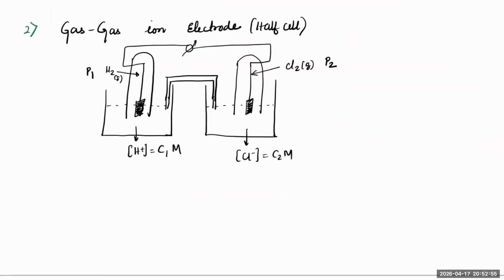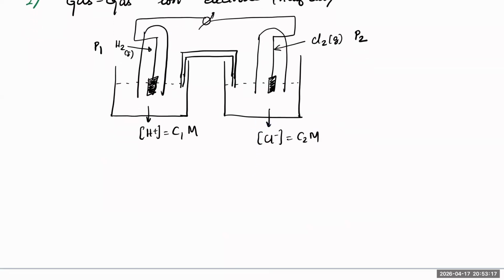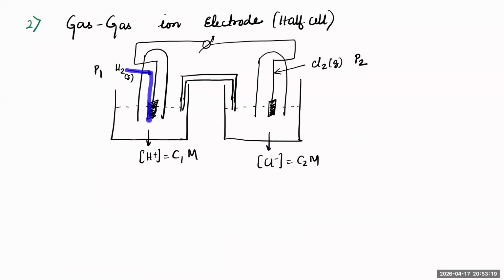See the next electrode. The next electrode is the gas and gas ion electrode. On the left side there is a gas based electrode, and on the right side also there is a gas based electrode. On the left side, the gas is in contact with a solution of concentration C1 molar. On the right side, it is in contact with concentration C2 molar. And the reaction happening here is H2 converting into H plus, which is an oxidation. Here Cl2 is converting into Cl minus, which is a reduction. So how do I show this oxidation and reduction, everybody? Please look into how we'll show that.